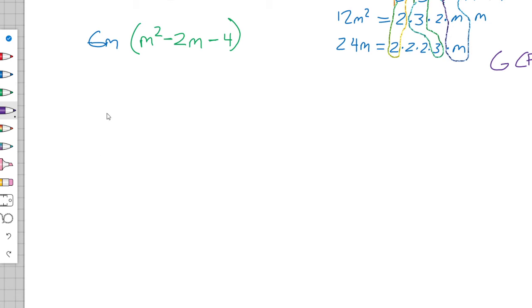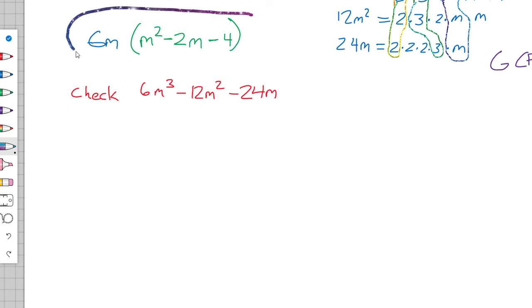And if we were to check it, just multiply, so 6m times m squared. Let's do this in red. So 6m times m squared is going to be, and this is our check, 6m cubed. 6m times negative 2m is going to be negative 12m squared. That matches up. And 6m times negative 4 is going to be negative 24m. Does that match up? Yep. So are we good? Yes. So our final answer is going to be this one. All right.